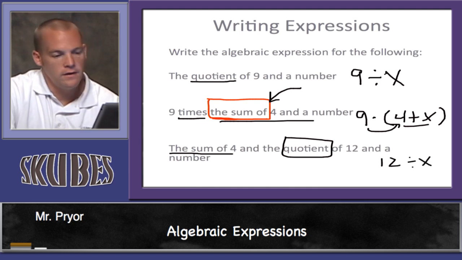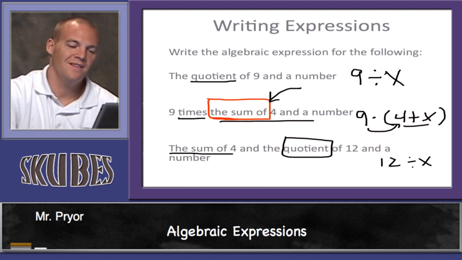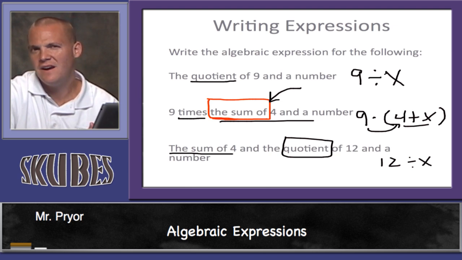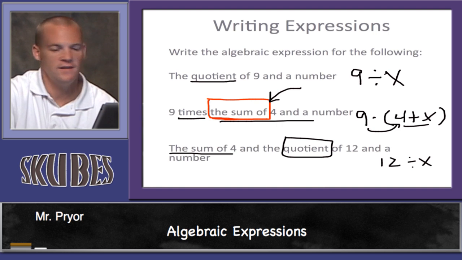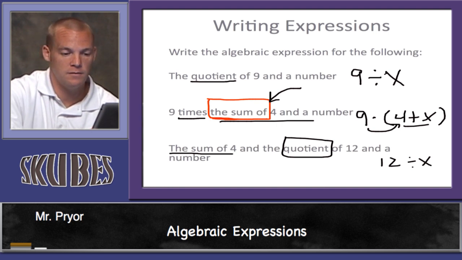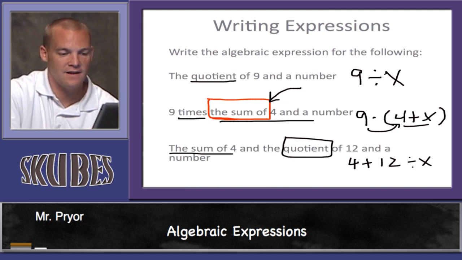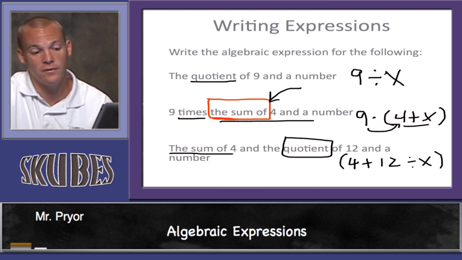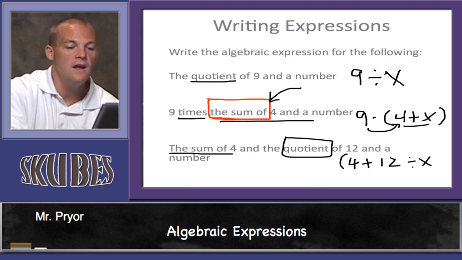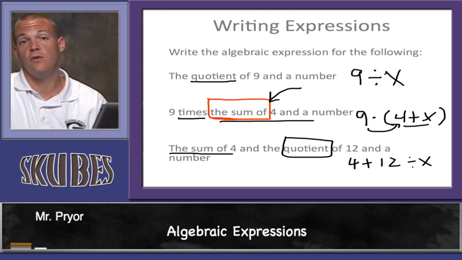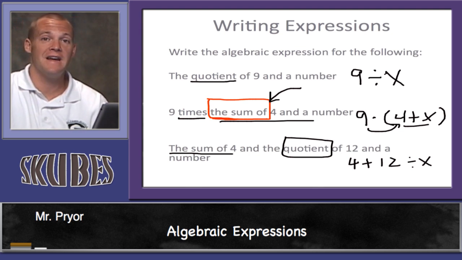All right. The sum of 4 and the quotient of 12 and a number. This time they put the sum of in there. You don't necessarily need parentheses, but you can put them in there if you want. This would be 4 plus 12 divided by x. Now, technically everything would be included in the parentheses, but they're really not necessary here. They're just wanting you to add 4 to whatever you get in that division, 12 divided by x.